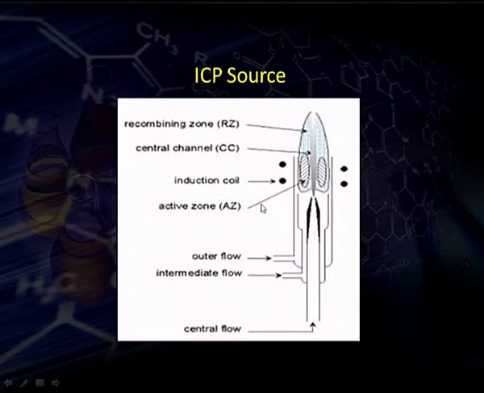So this is the figure which shows the ICP source. Here we have 3 concentric circles. This is the central one, where we have the central flow, then we have the intermediate flow from the middle one, and from the outermost we have the outer flow. This is the active zone, which is shown by this lined part. This is in short called AZ. Then we have the induction coils, these are shown by the dots. Then we have the central channel, the middle part, and the recombining zone, that is RJ, this is the outer part. So this is the diagram of ICP source.